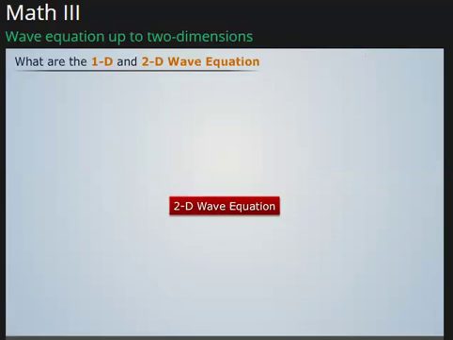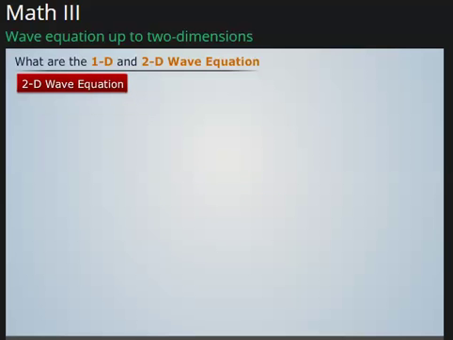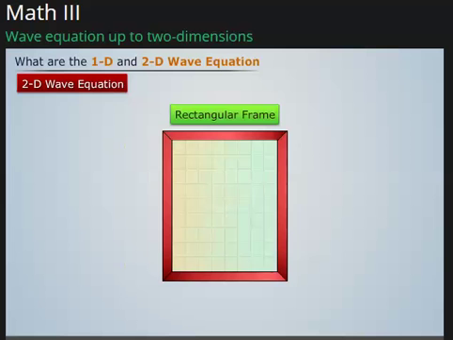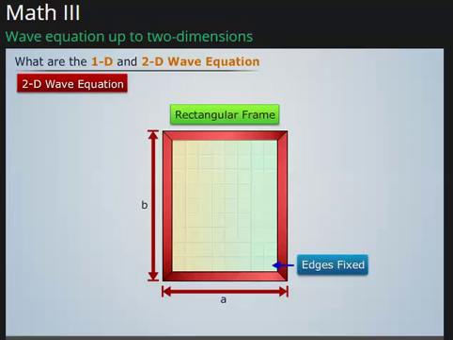Now we will move to the 2D wave equation. Consider a thin elastic membrane stretched tightly over a rectangular frame. Suppose the dimensions of the frame are A and B. Suppose we keep the edges of the membrane fixed to the frame.